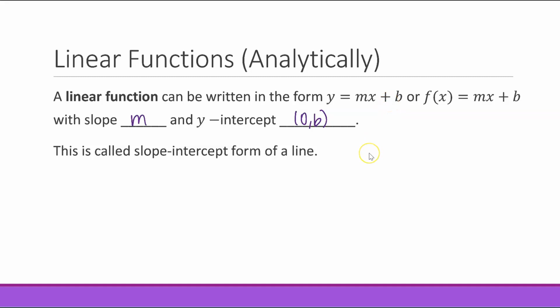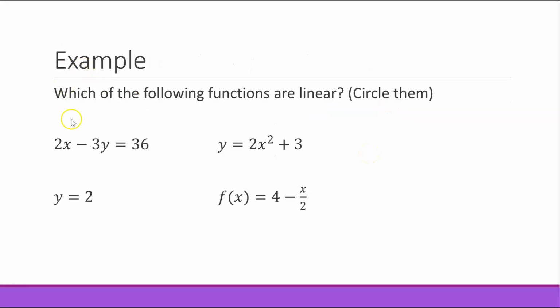In this example, we want to determine which of the following functions are linear, and we're going to go ahead and circle them. So in this first example, I have 2x minus 3y equals 36. Remember we just said that a linear function can be written in the form y equals mx plus b. So let's take this equation. I'm going to do my scratch work on the side here, 2x minus 3y equals 36, and try to solve it for y and see if we can write it in that y equals mx plus b form.